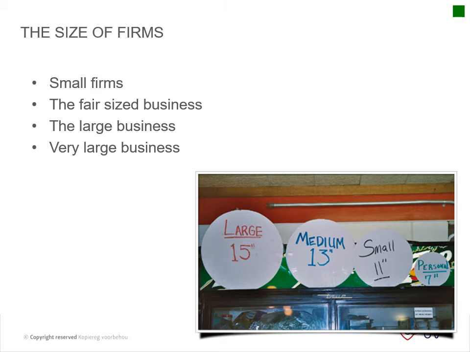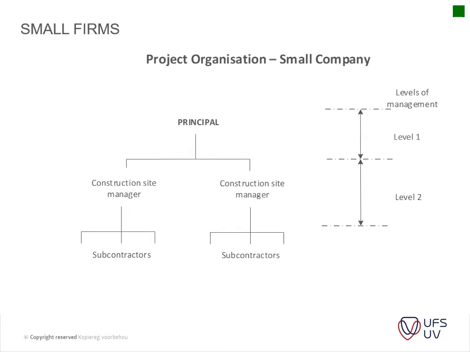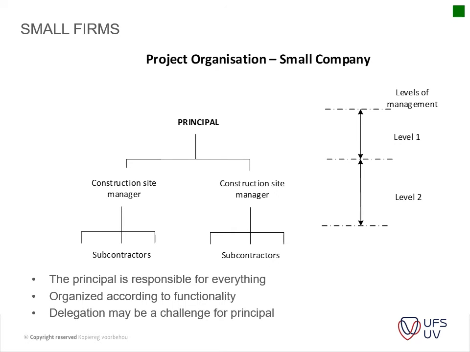Okay, then just looking at the sizes. So you have small firms, fair size, large business, very large business. Then just a few examples. In small firms the principal is responsible for everything. Organized according to functionality. Delegation may be a challenge for the principal, but basically you have two levels of management: you have the principal, and then the implementation people, the construction site manager maybe, and the subcontractors.